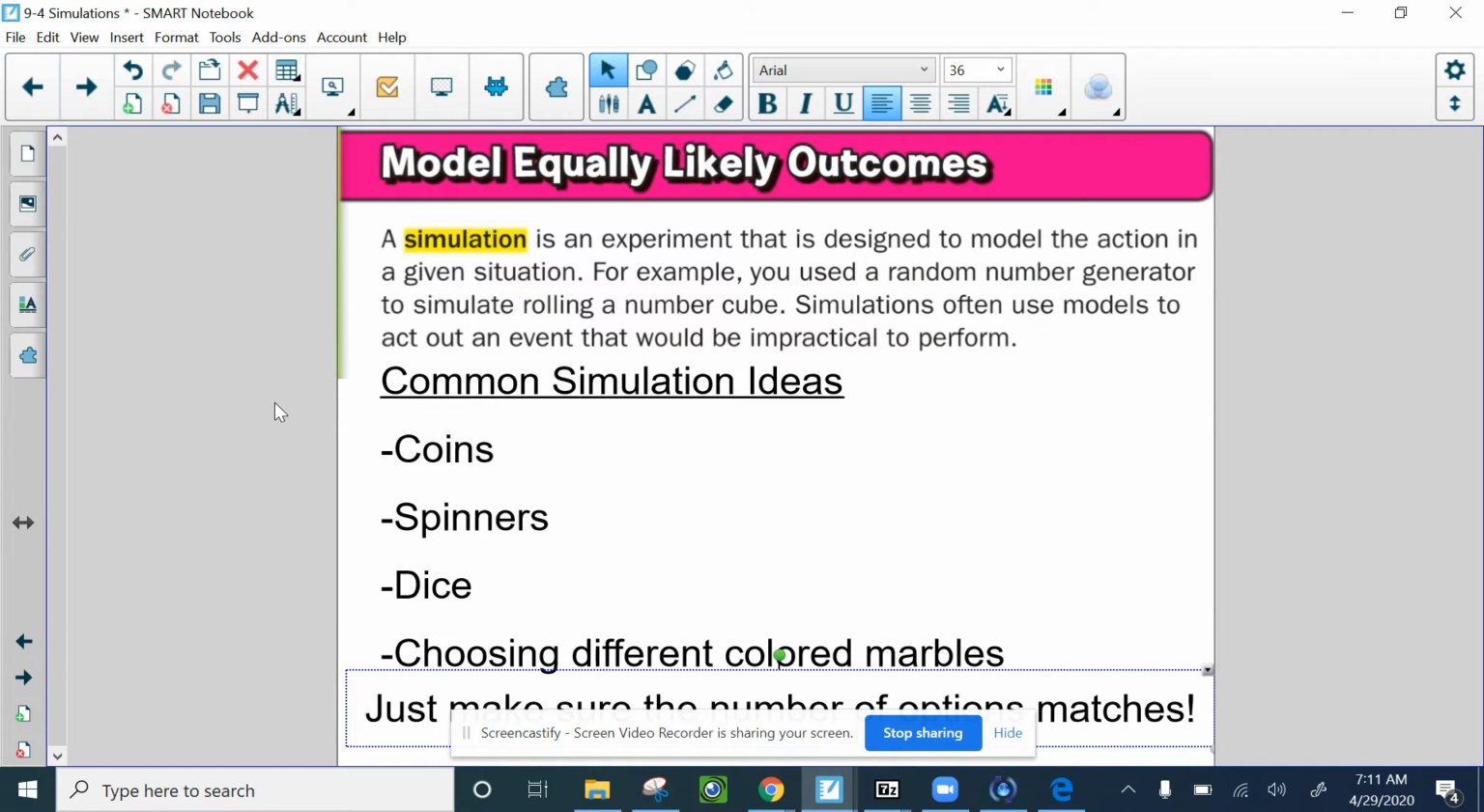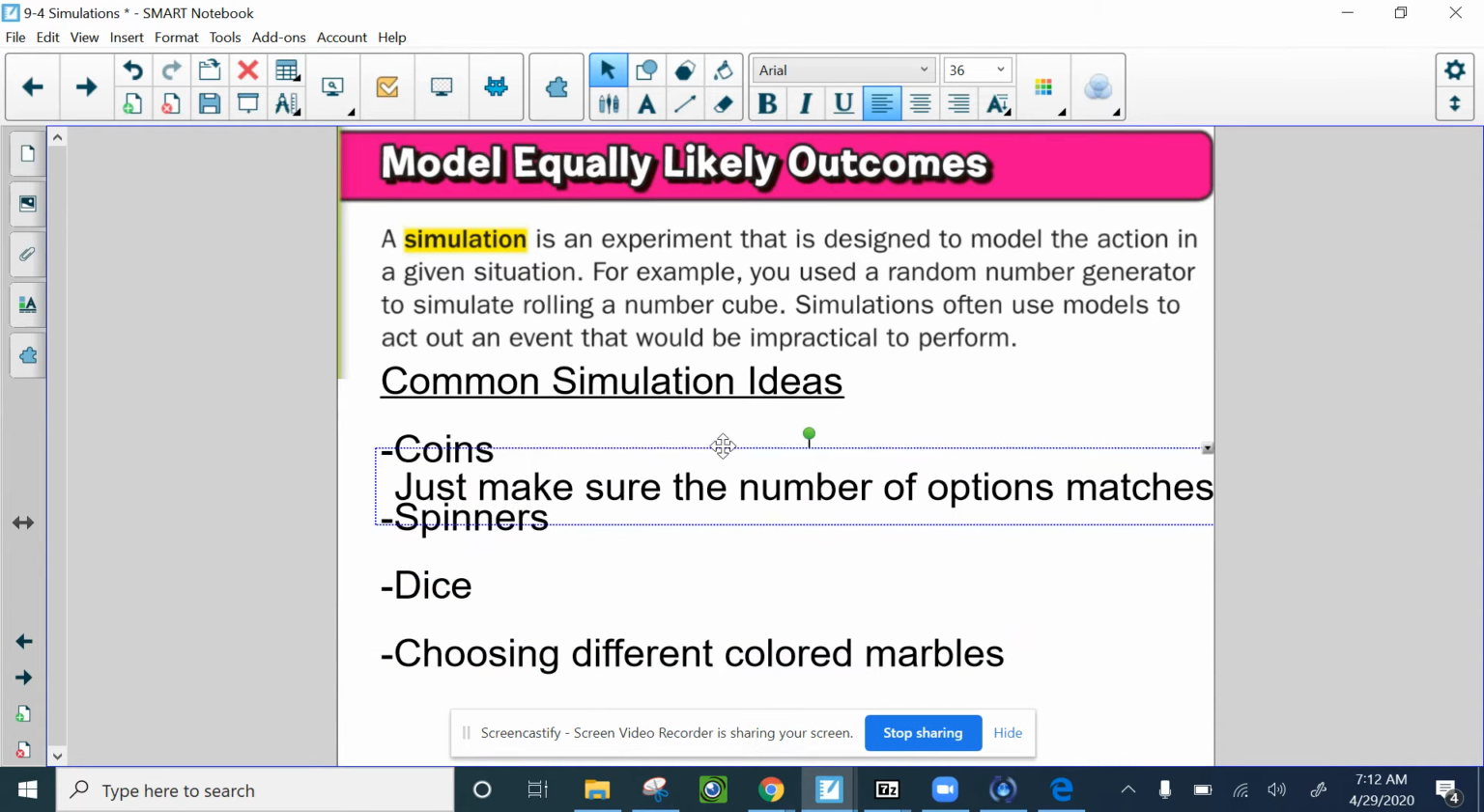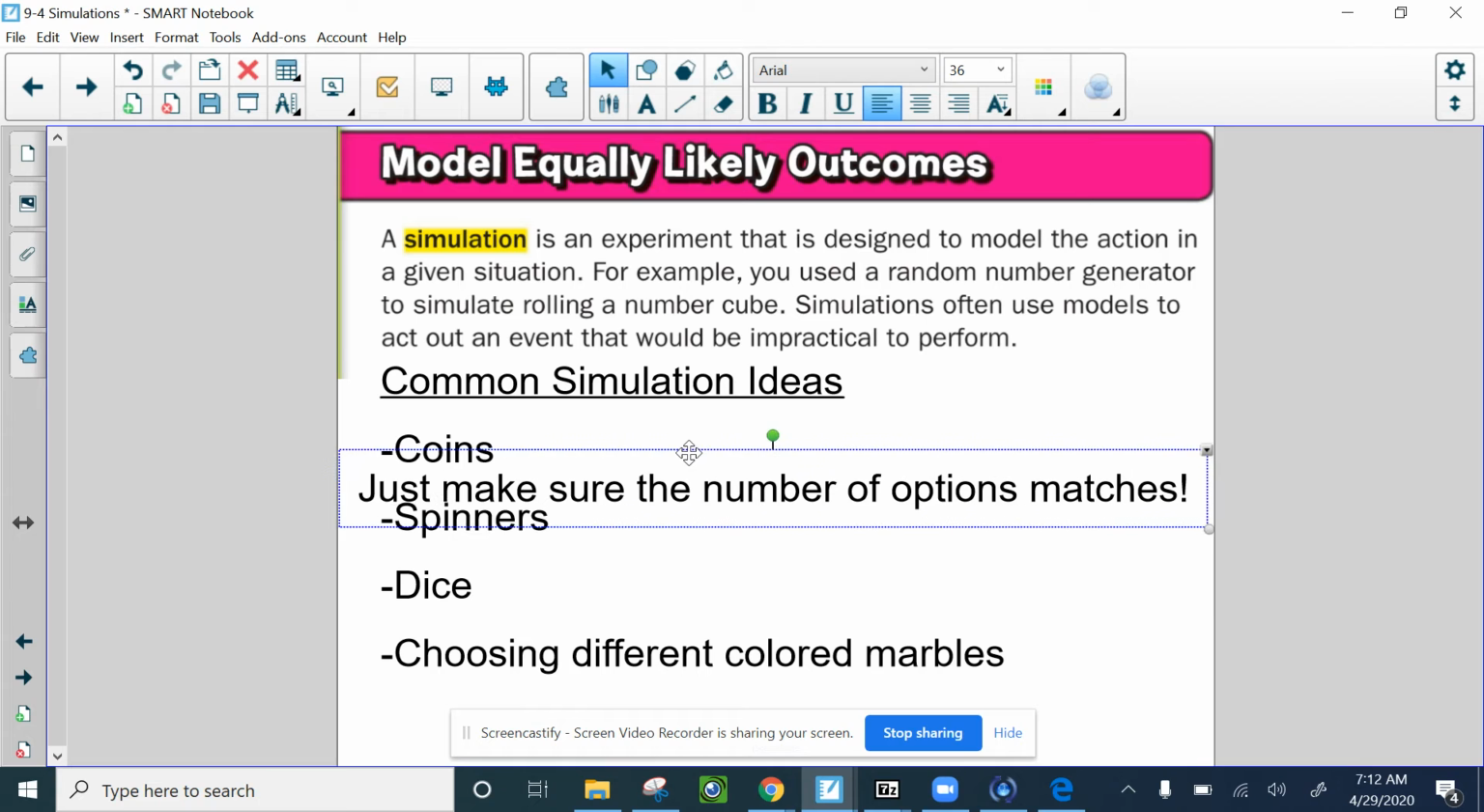A simulation is an experiment that is designed to model the action in a given situation. For example, we could use a random number generator to simulate rolling a number cube. Simulations are often used to act out an event that would be impractical to perform. A lot of times they use coins, spinners, dice, or different colored marbles. We just want to make sure that the number of options matches.